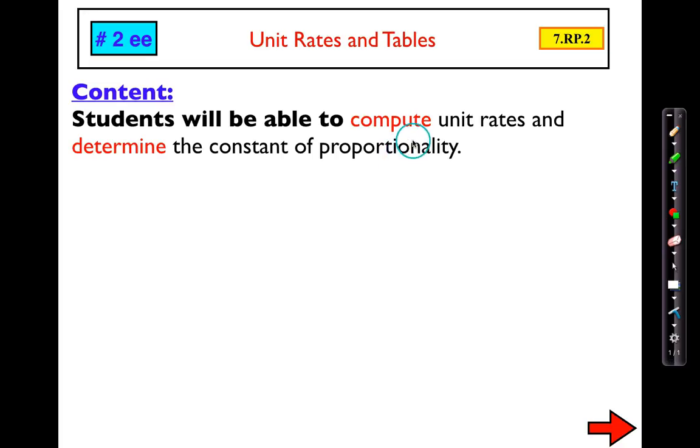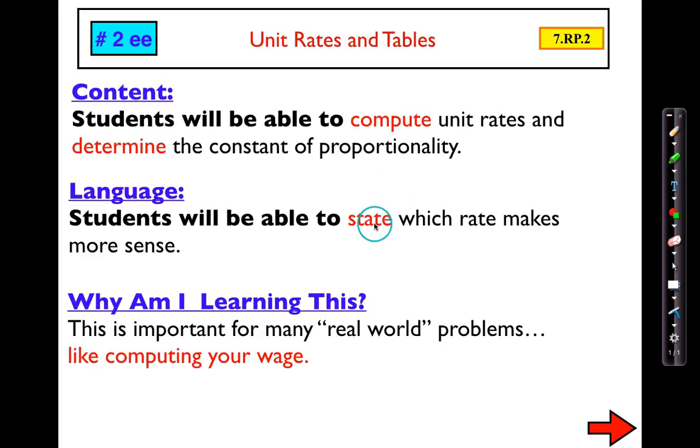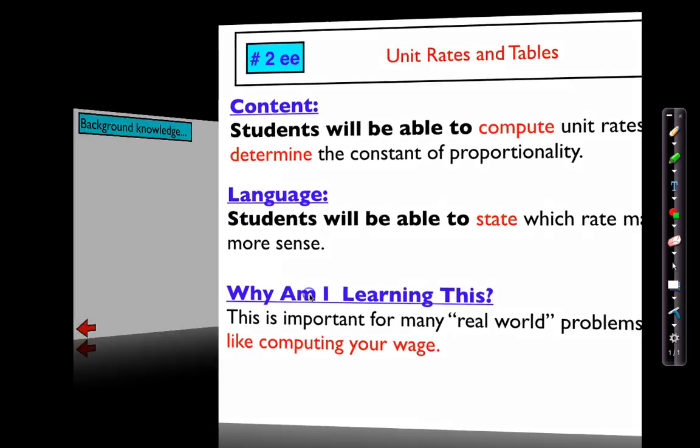Our content objective is students will be able to compute unit rates and determine the constant of proportionality. Language objective: students will be able to state which rate makes more sense. And why am I learning this? Well, it's important for many real world problems like computing your wage.